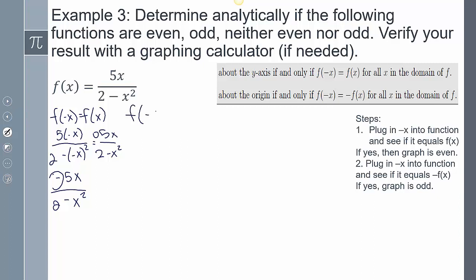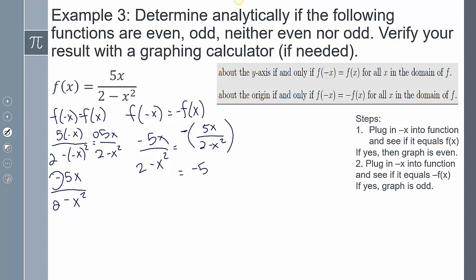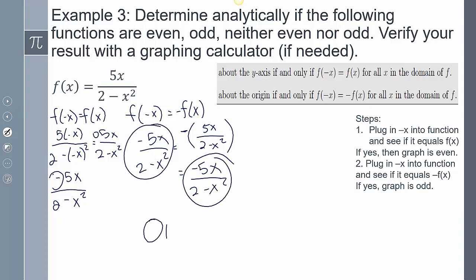But now let's test to see if it's odd. So I have negative 5x over 2 minus x squared. And so if I plug in a negative, I get negative 5. Oops. So that's just going to be 5 over 2 minus x squared. And so distributing that negative through, I'm going to get negative 5x over 2 minus x squared. Those are equal. This is the same as this, and so therefore it's going to be odd.